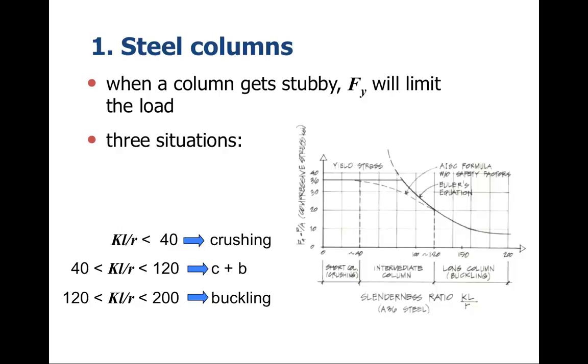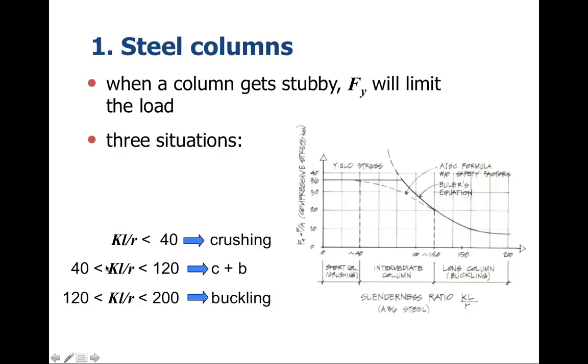All right, some other things related to steel columns. When the column gets short and stubby, F sub y will limit the load, F sub y being the allowable stress in crushing. So we have three situations. One is where K times L divided by R is less than 40. Here we have the crushing response. This would be in this particular zone right here. So the column here is behaving as a short, stubby column, and we're looking at crushing.